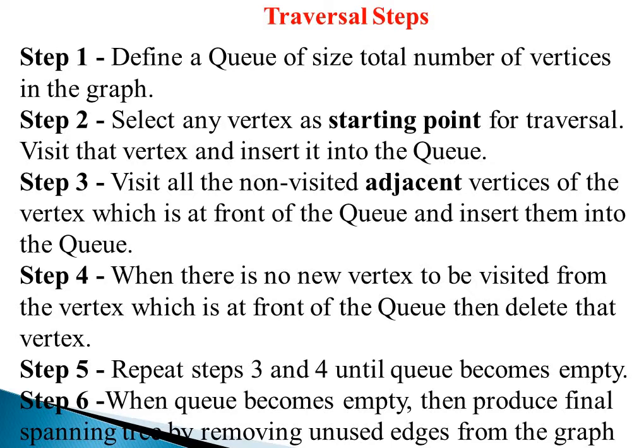Step number 5, repeat steps 3 and 4 until the queue becomes empty. So in step 3, we visit all the adjacent vertices. Once you visit the adjacent vertices, you leave the particular vertex, and whenever you leave it, that vertex will be removed from the queue. Step number 6, when the queue becomes empty, produce the final spanning tree by removing unused edges from the graph. So this is all about BFS. These are the steps. Now you can see them through an example.